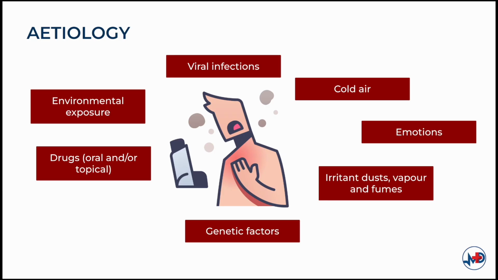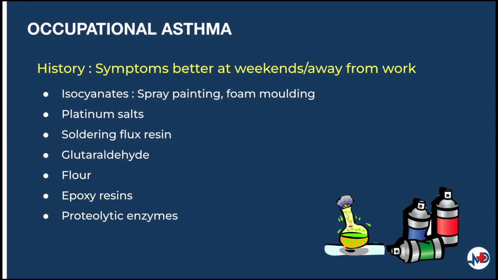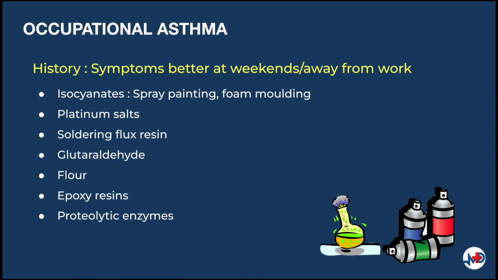Asthma can be caused by environmental exposure to allergen, occupational sensitizer, atmospheric pollution, drugs, viral infections, cold air, emotion, irritant dust, vapor and fumes, and genetic factors. Let's take a look at occupational asthma. This is the commonest industrial lung disease with over 400 causes and accounts for up to 10% of adult-onset asthma. Episodic cough and wheeze with nocturnal symptoms are classical of occupational asthma.